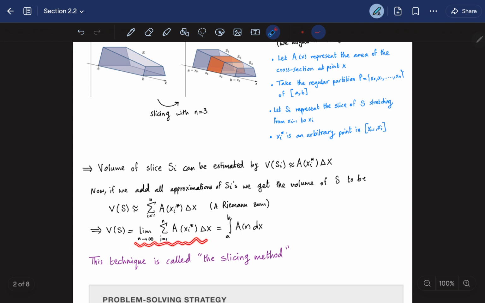But taking a limit of a Riemann sum just creates a definite integral, which means that the volume of a solid with a non-constant cross-section is just the integral from a to b of the area of the cross-section. So this whole method is called the slicing method. I slice my solid, find the volume for each slice separately, and then sum all of these volumes. But this whole technique is just a definite integral. So it's quite easy. I just need to find my A of x and integrate it.